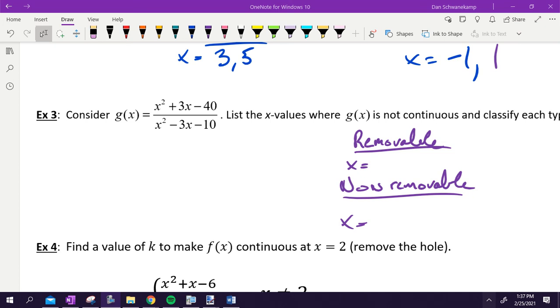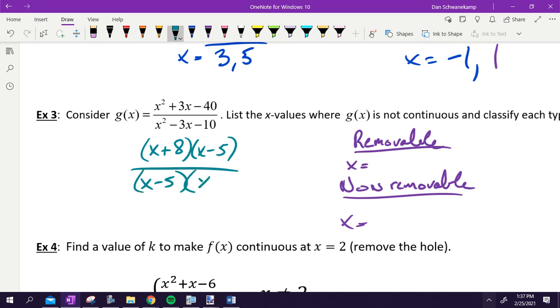Holes and vertical asymptotes. When the denominator is 0. How can I decide if this thing has a denominator of 0? Factor this guy. We're going to get x plus 8 and x minus 5 on top. And on bottom, we're going to get x minus 5 and x plus 2. What's going to happen in your rational if there's going to be a hole? Numerator and denominator cancel. There's a hole there because if I plugged in 5 on top and bottom, I'd get 0 over 0. And using limits, we know if we get 0 over 0, that's a hole. Okay, so it's removable at x is equal to 5 because there's a hole.